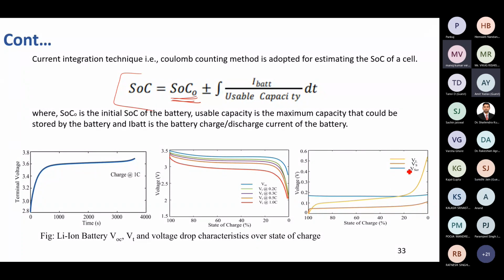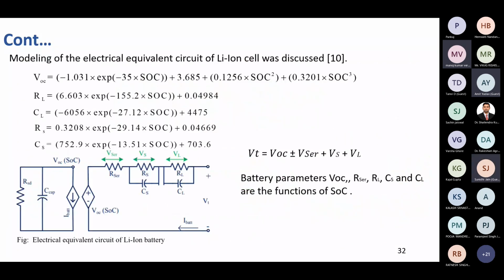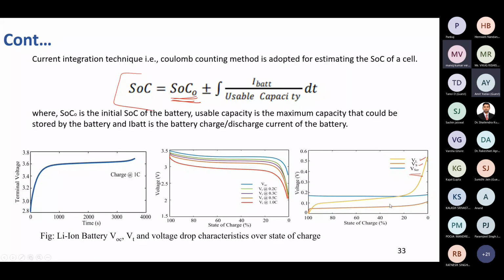We can see all these parameters: VL, VC, VS and V series. These are the voltages that we have measured across the series voltage. What will be the series voltage? VS and VL, and this has been shown here. You can see the series characteristics, which have dynamic characteristics when we measure the individual voltages of VL, VS and VCS with respect to the state of charge.